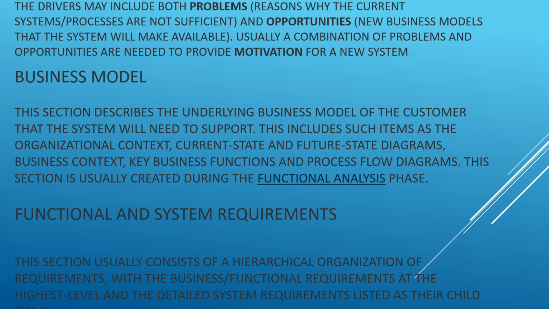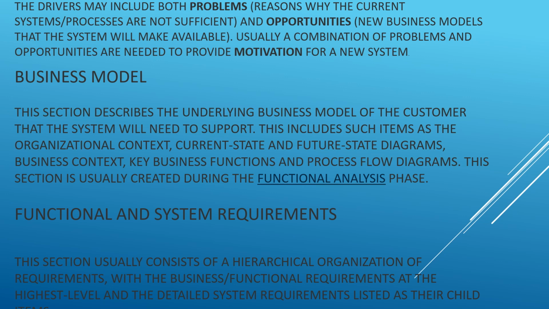Business model. This section describes the underlying business model of the customer that the system will need to support. This includes such items as the organizational context, current state and future state diagrams, business context, key business functions, and process flow diagrams. This section is usually created during the functional analysis phase.